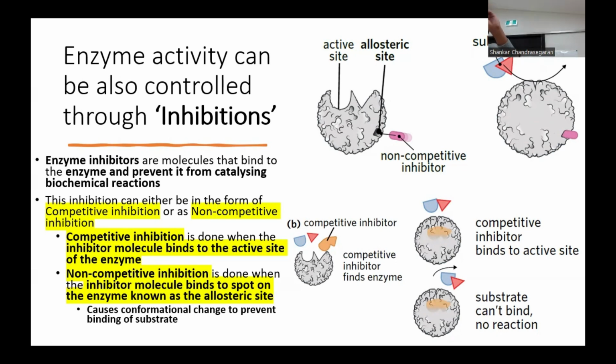And there's two types of inhibition that can occur. One is referred to as a competitive inhibition. The other one is referred to as a non-competitive inhibition. This talks about where the molecule binds and how it works. So let's look at each of them.